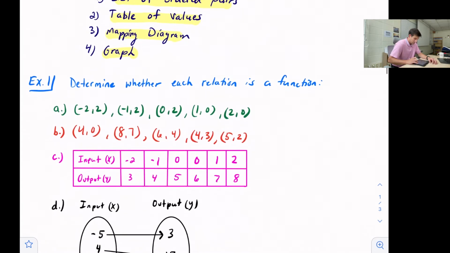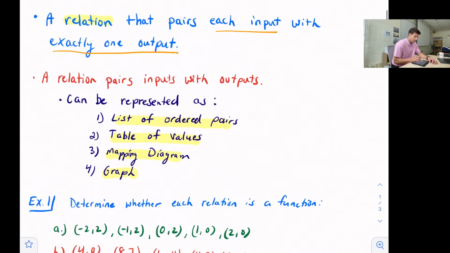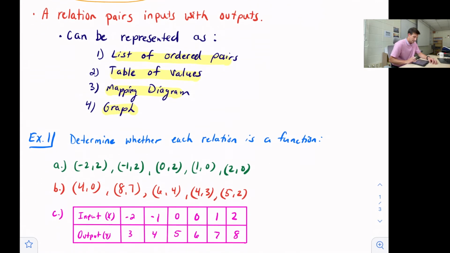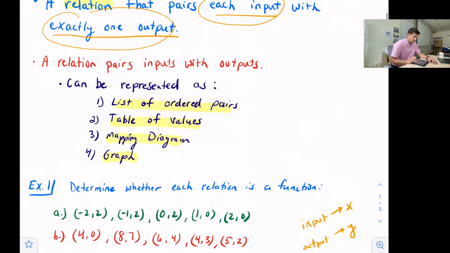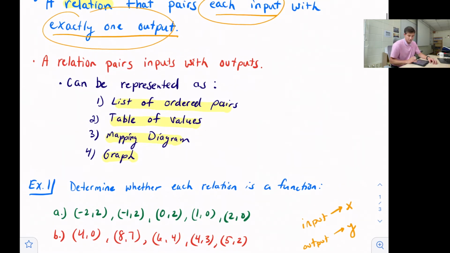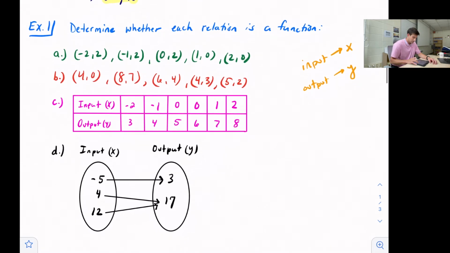We want to determine whether each relation is a function. To do this, we need to think back to our definition. Each input has exactly one output. We said input is our x coordinate or our x variable, and output is our y coordinate or our y variable. So according to our definition, each input, or each x value, can only have exactly one y value. So let's look at our relations here.